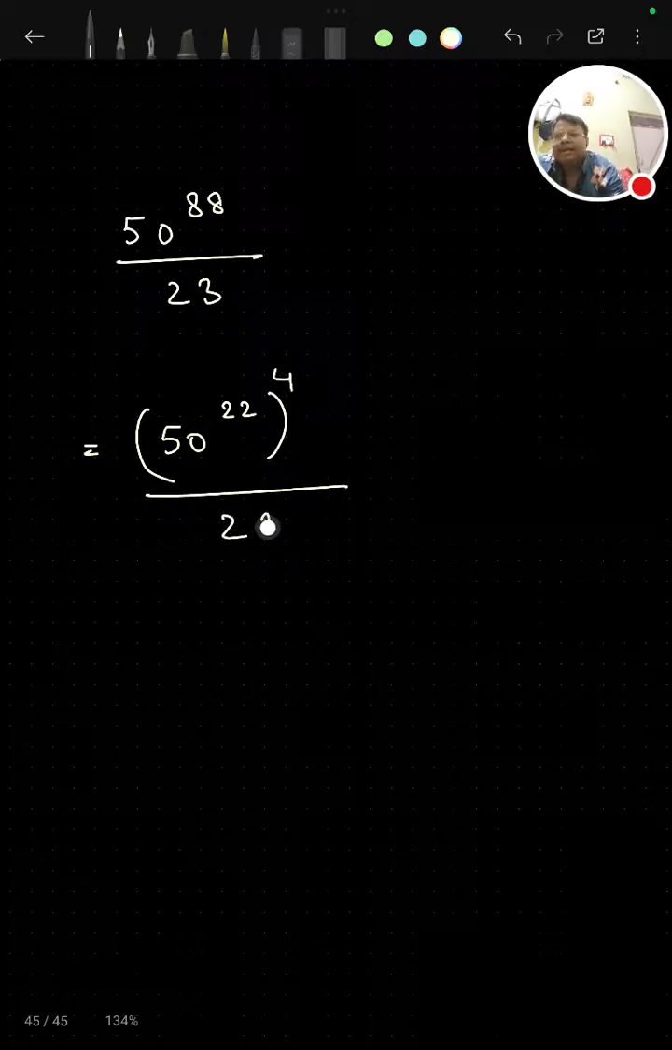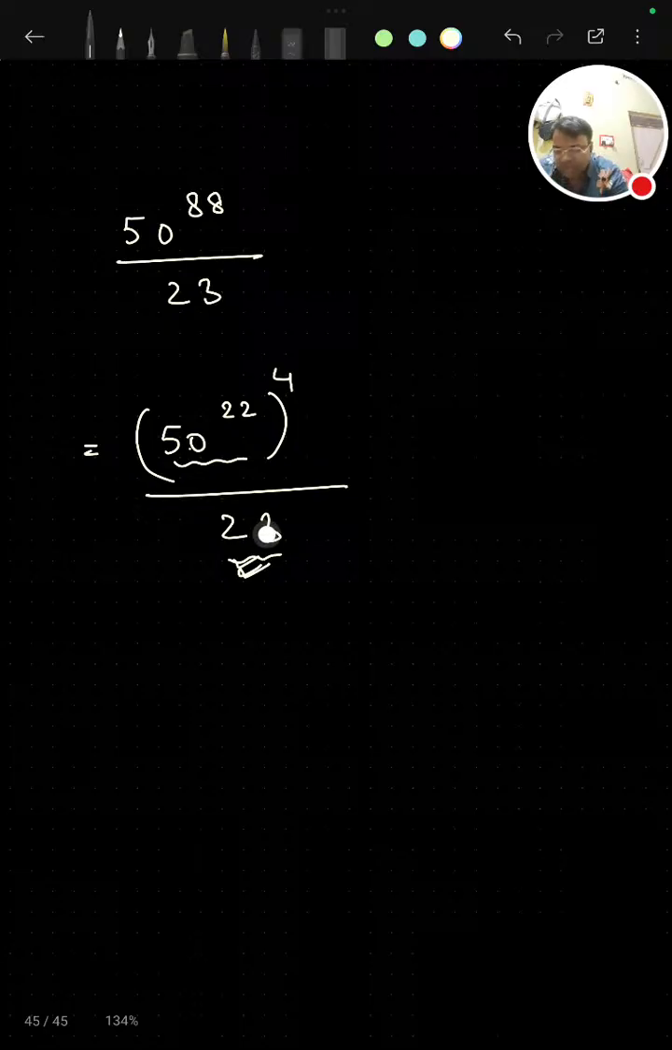And it is divided by 23. When 50 to the power 22 is divided by 23, you can see that 23 is a prime number and 50 and 23 are coprime numbers. Now when 50 to the power 22 is divided by 23, according to Fermat's theorem, it has remainder 1.